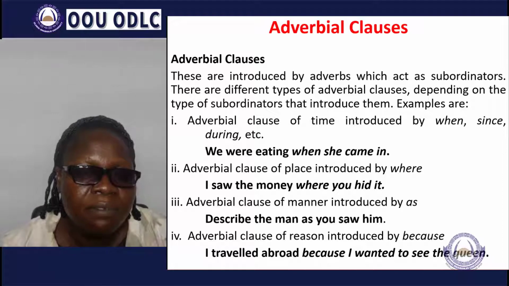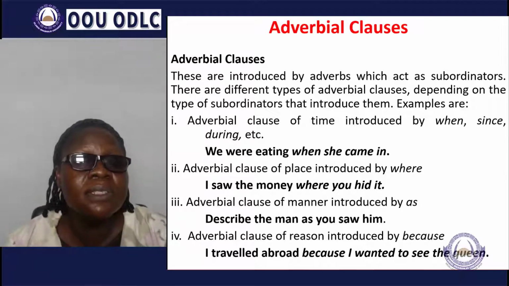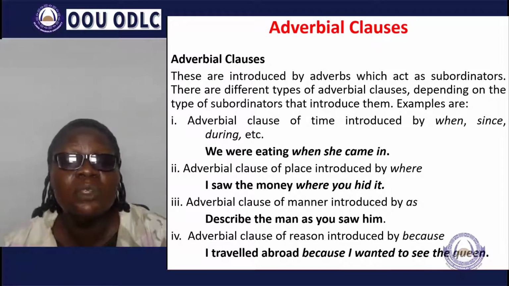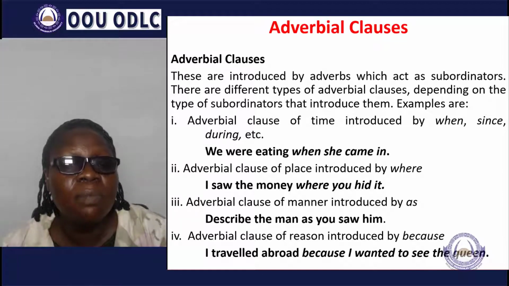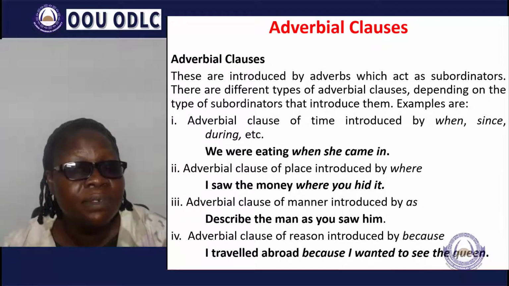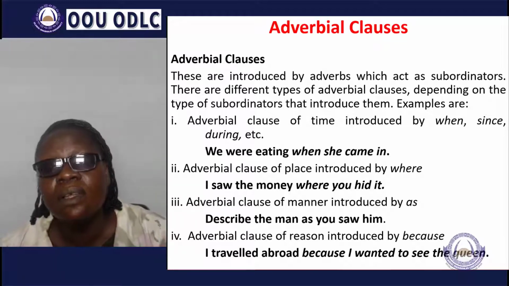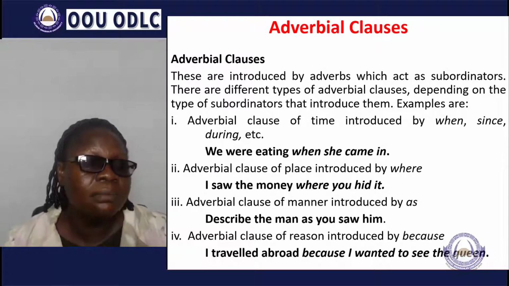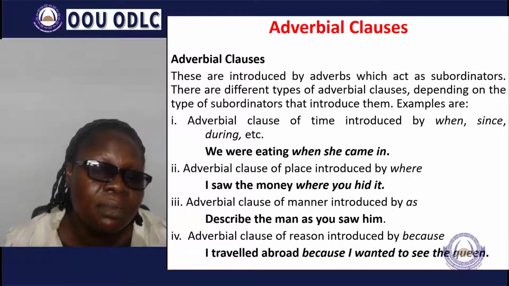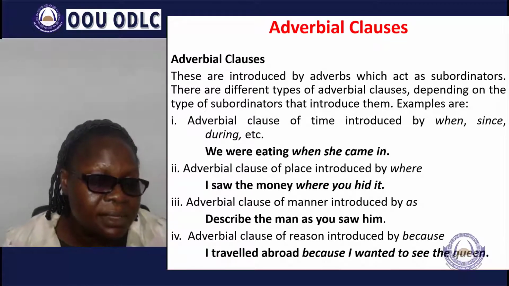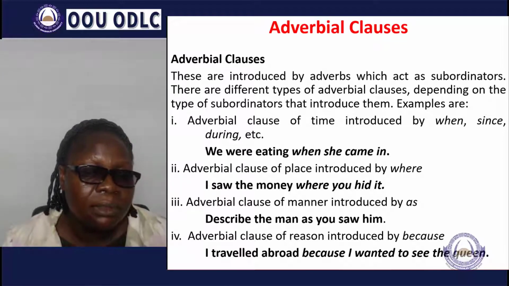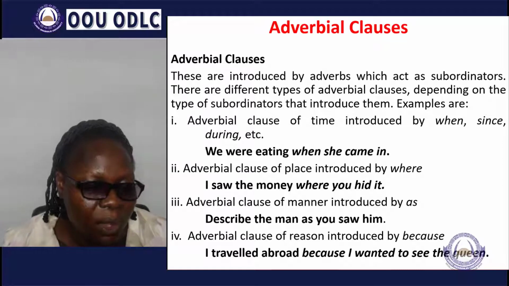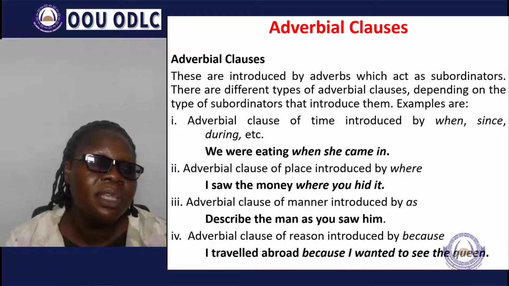Now we talk about adverbial clauses. Adverbial clauses are introduced by adverbs which act as subordinators. Remember also that there are different types of adverbial clauses depending on the type of subordinators that introduce them. Examples are, number 1, adverbial clause of time, which is introduced by when, since, or during. Example is, we were eating when she came in.